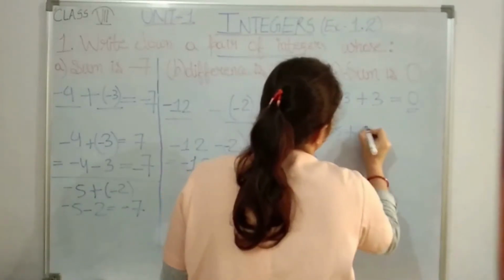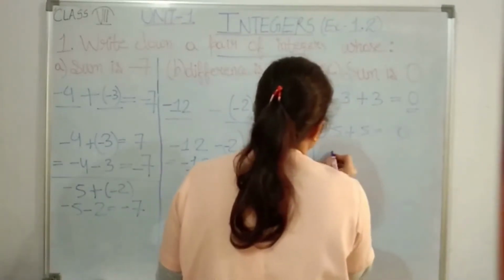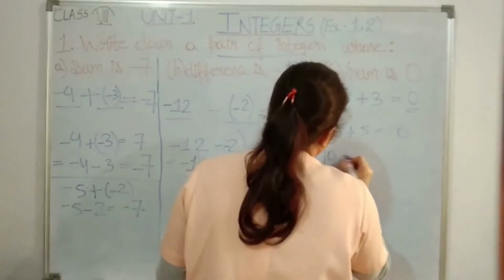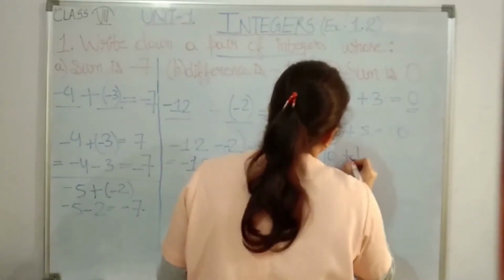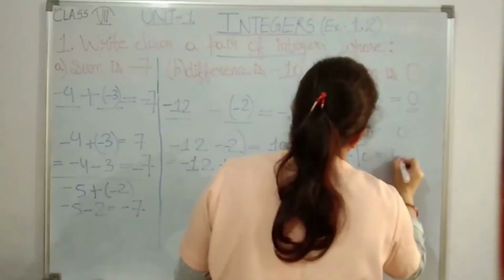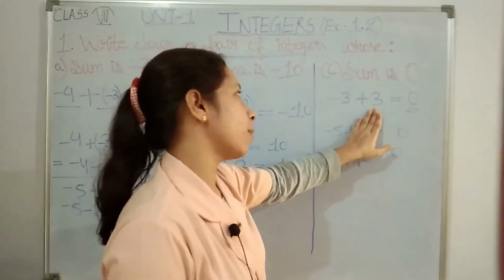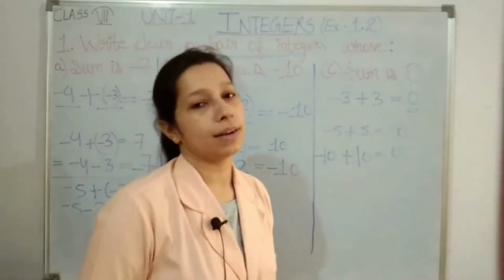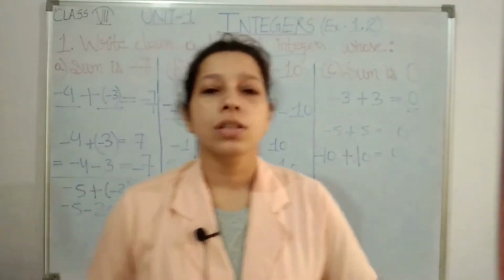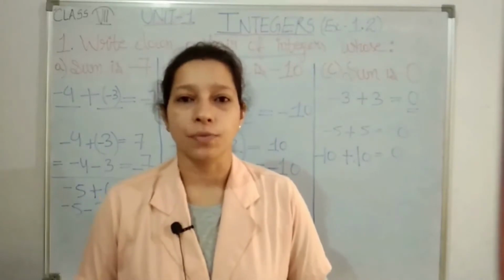Minus 5 plus 5, again you are going to get 0. Minus 10 plus 10, again you are going to get 0. Means take first a negative integer and the same integer as a positive one and you are going to get the result as 0. Okay, so this is the first question of exercise 1.2.